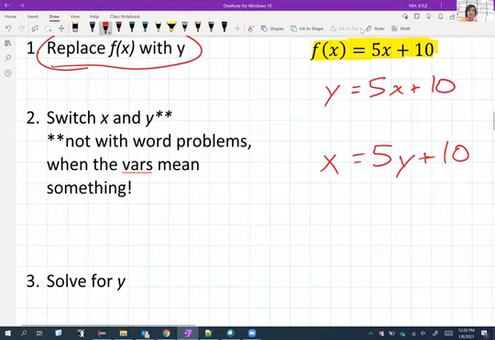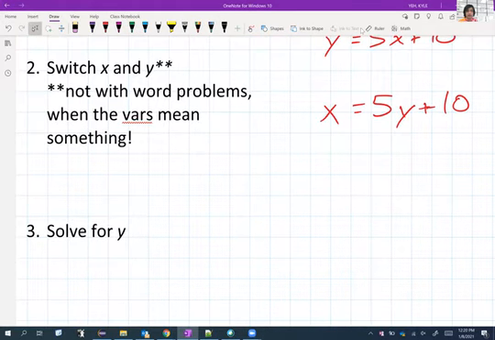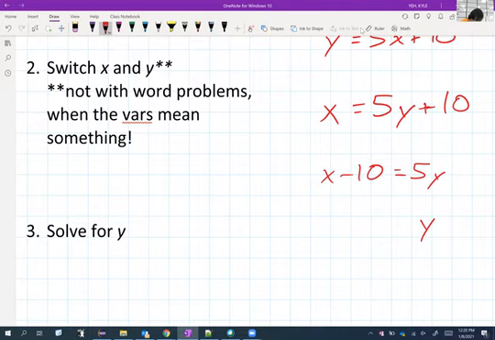Step 3 is now solve for your new y. So we want to get y alone. We often do that, right? So here I'm going to subtract 10 on both sides. So x minus 10 is equal to 5y. So y, if we divide everything by 5, x minus 10 over 5 equals y.